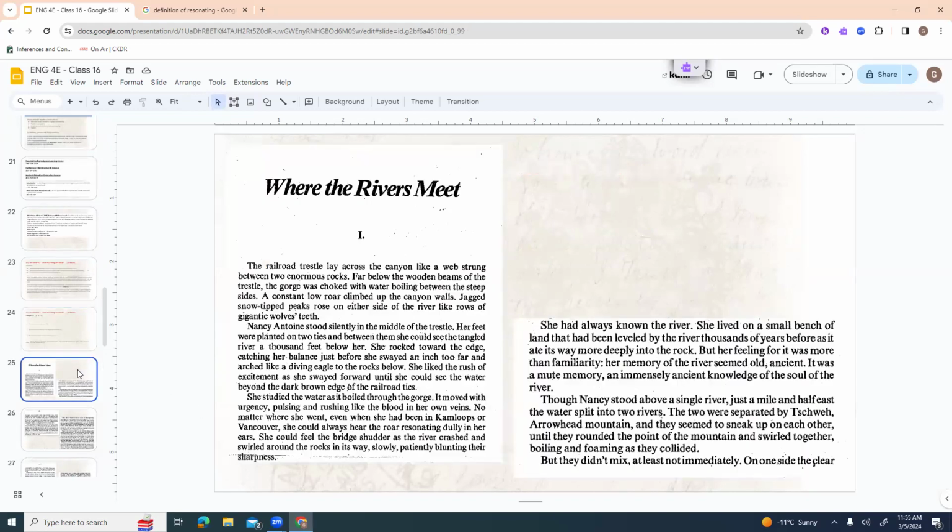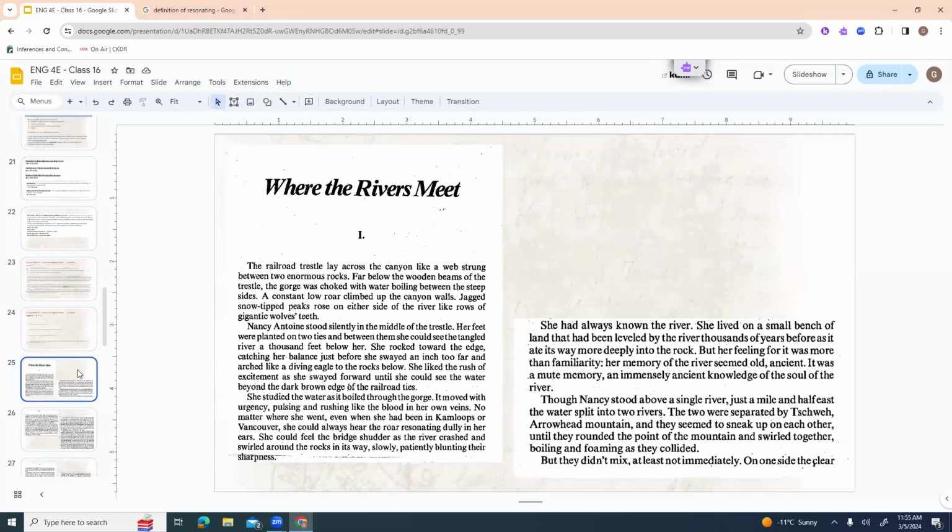Okay, hang on a second. If you haven't got your novel, go ahead and grab it. We are looking at chapter 1, and we are on page 1. Okay, I'm going to just read and get us started. Sometimes I find getting the novel going is kind of the hardest part.